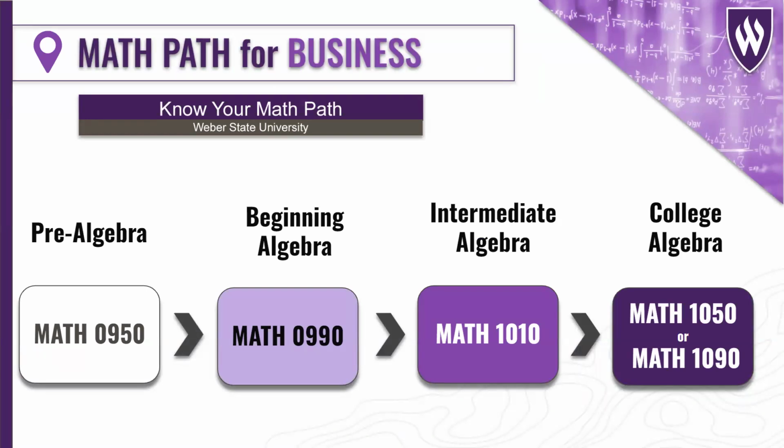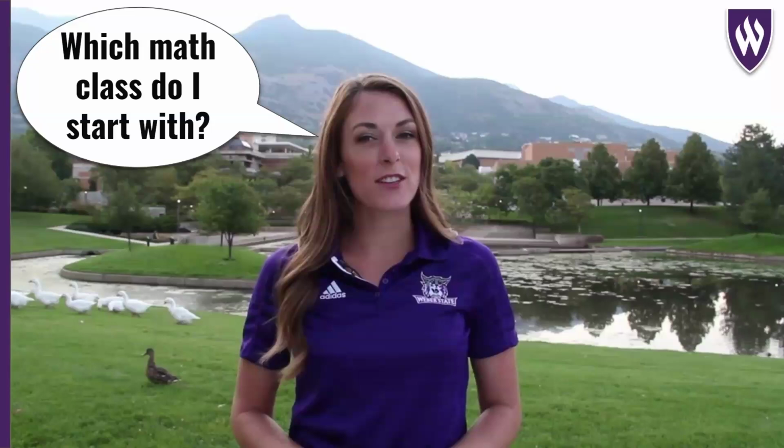As a quick recap, let's look at the math path for business. It includes these 4 classes: Math 950, Math 990, Math 1010, and Math 1050 or 1090. Where you start on the business math path all depends on your math placement.